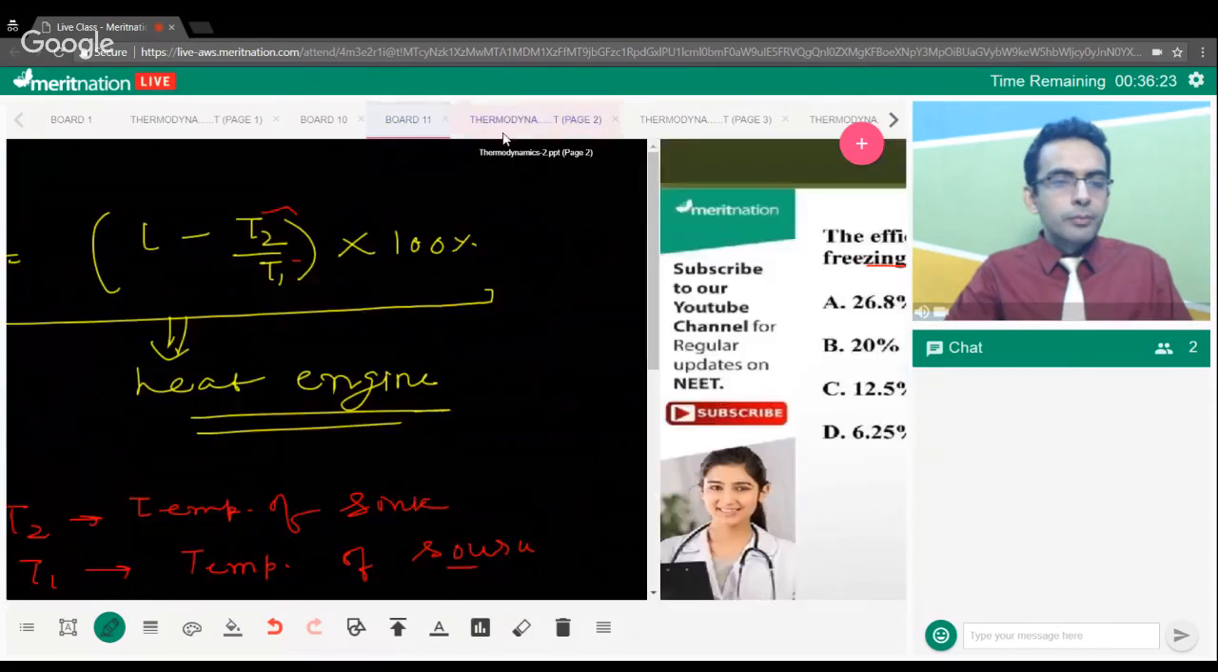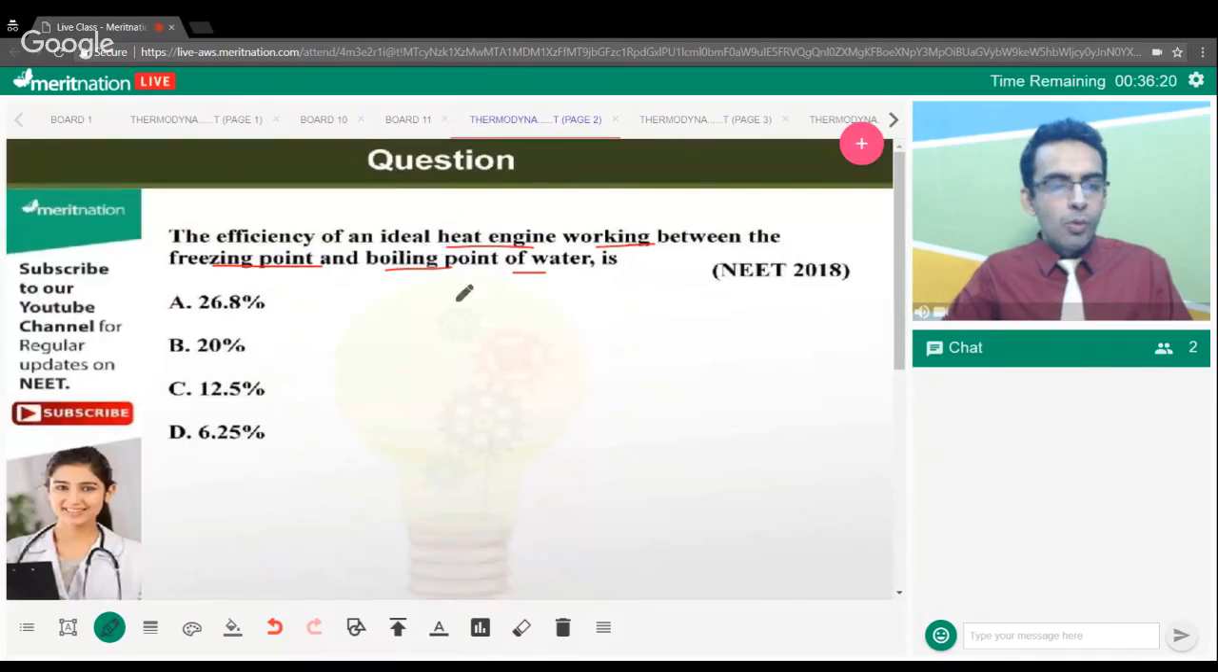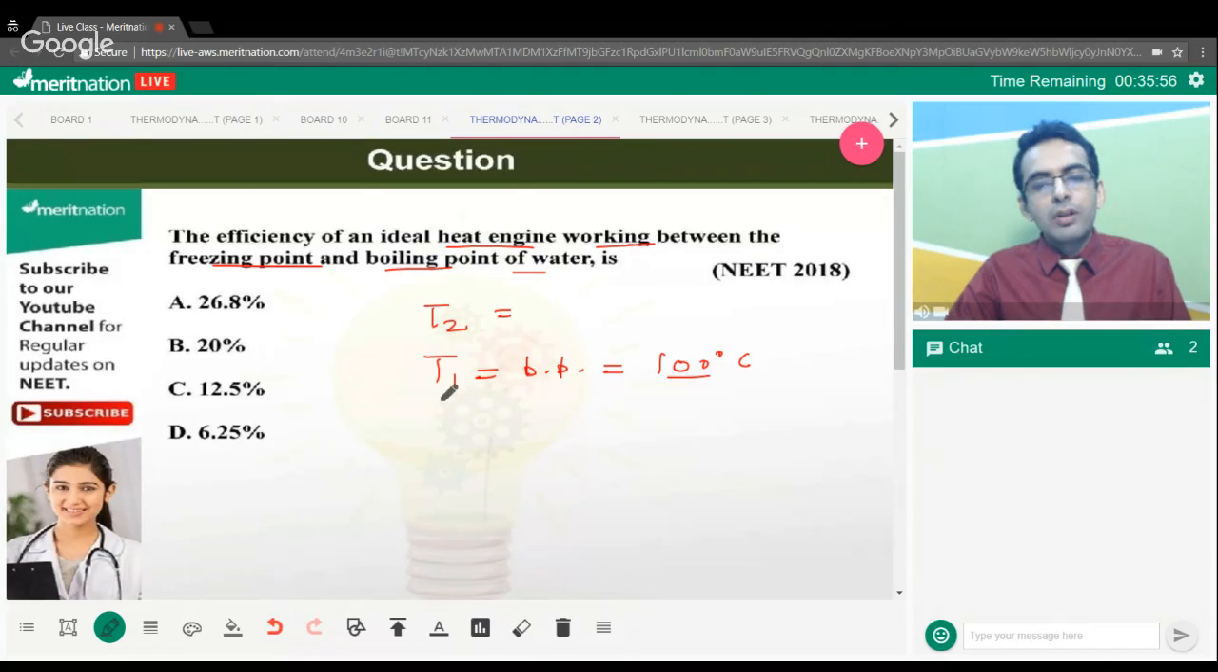So from this given question, what can we say? What is T2 here? Now see, you should be clear about that. A heat engine takes heat from a source, so the source must have a higher temperature. So T1 is equal to the boiling point of water, and that is 100 degrees Celsius. Now, whatever temperature you have, you have to write it in kelvins. So 100 plus 273 you have to write.